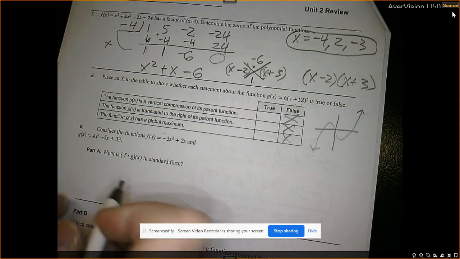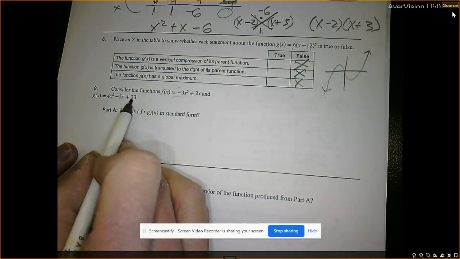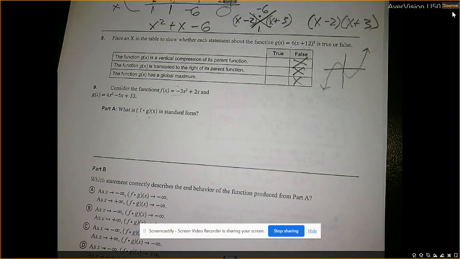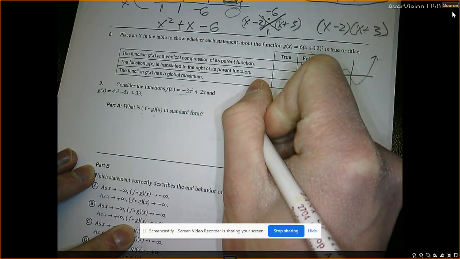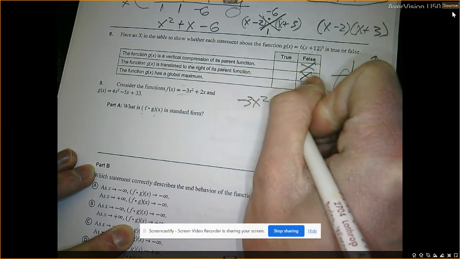Okay, going on to the next one. If we have two functions, told that f of x is this, g of x is this, and it's asking, well, what is f times g of x? Well, that means we've got to multiply the two together. So I'm going to put it in a box, and I'm saying negative 3x squared plus 2x.